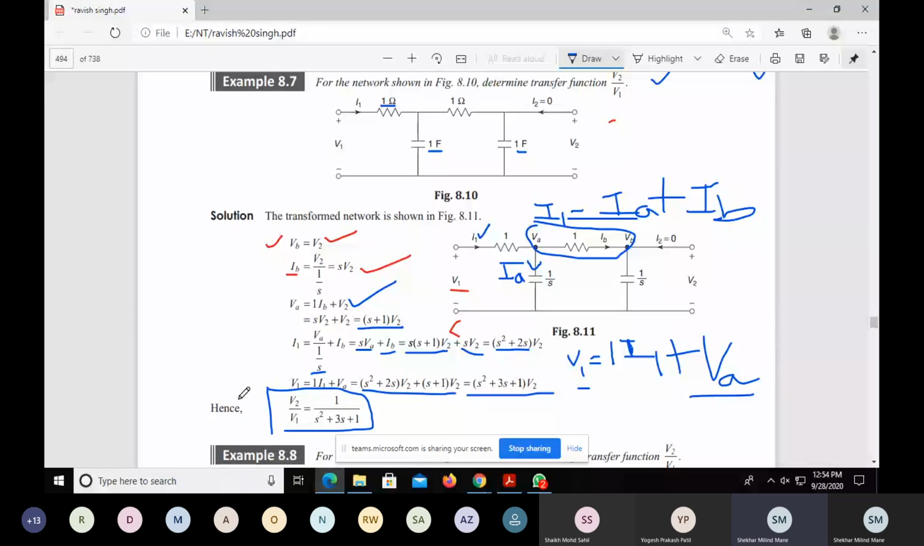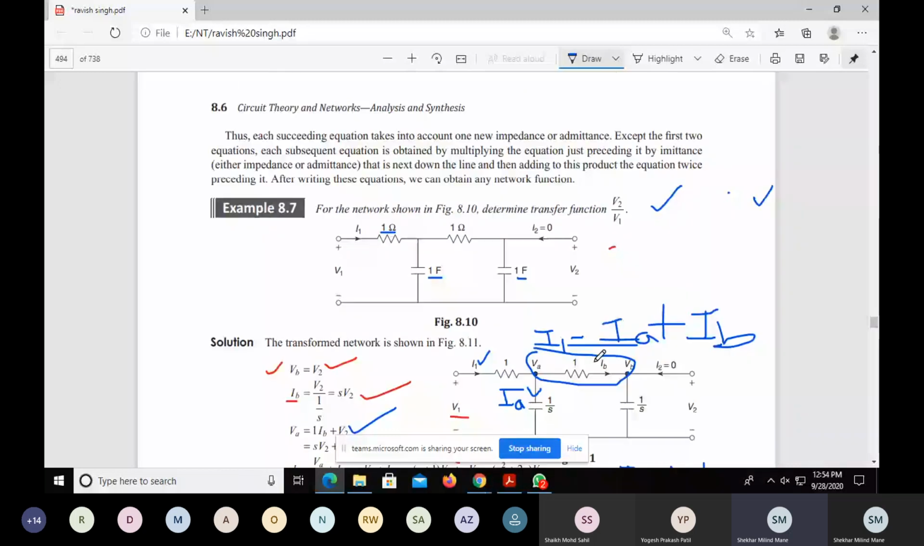This is a transfer function, output upon input. You can say it is the ratio of the voltage transformed at one port to the voltage at another port. You can also call it gain, output voltage upon input voltage. This is a voltage transfer function, and here you get the equation for this network. This is the network equation.